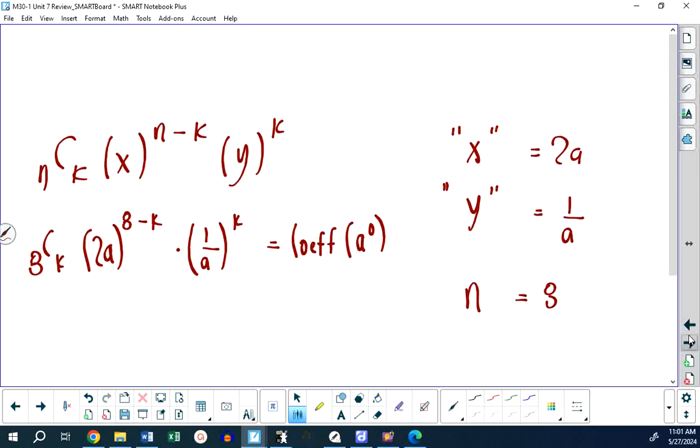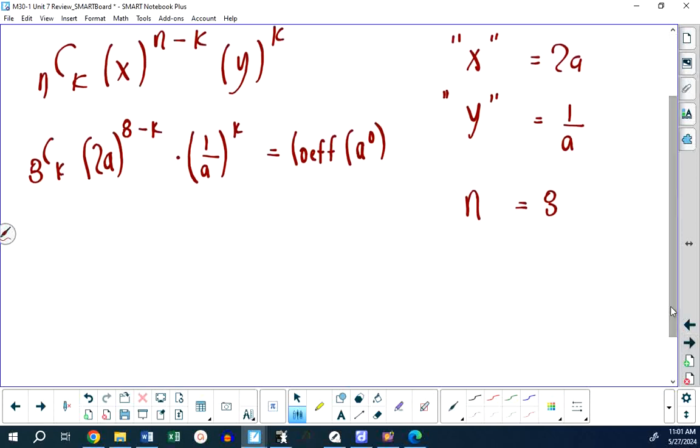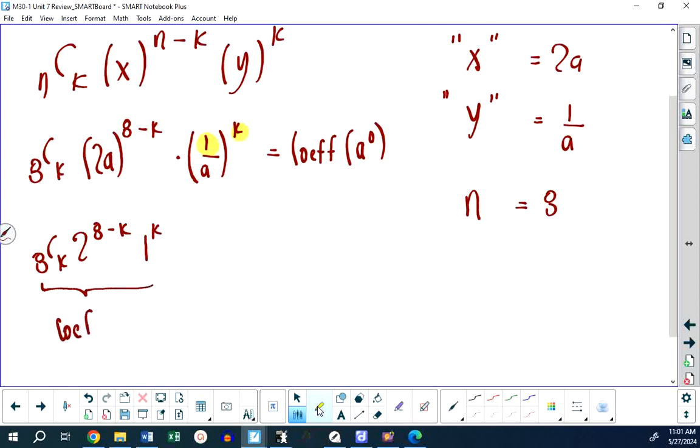And some coefficient. But if I simplify what I have here, 8 choose k, I don't really care about that. 2 to the 8 minus k, I don't really care about that. You'll see why in a second. And I also have this 1 here. This is maybe overkill, but I do have the 1 to the k. And this is going to be the coefficient, right? Those are all of the constants.